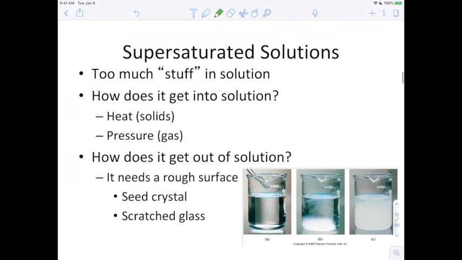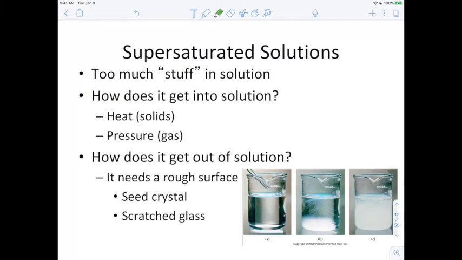All right. So supersaturation or supersaturated solutions are actually pretty fun to play with. Somehow you get too much stuff into solution. So for a solid, you can heat it up. And again, if you've ever cooked desserts where you had to get lots of sugar into solution, that heating it up gets the sugar in. So for our solids, we do find that by heating, we can get more in.